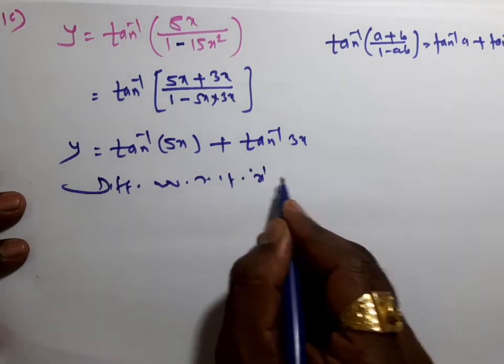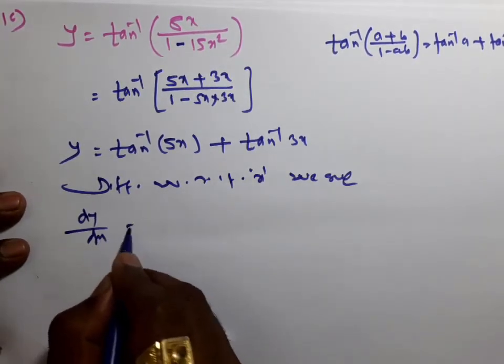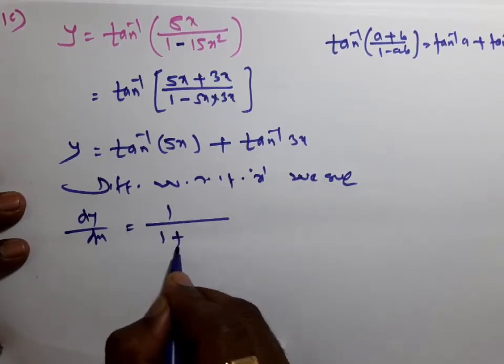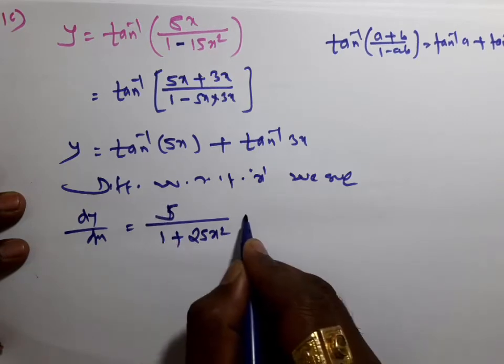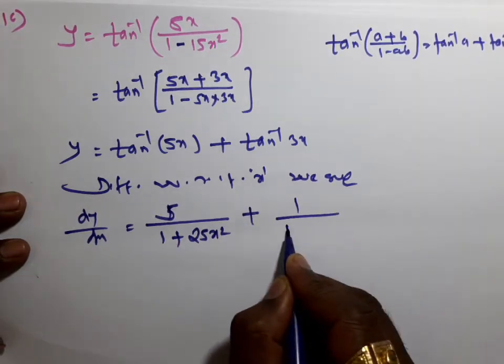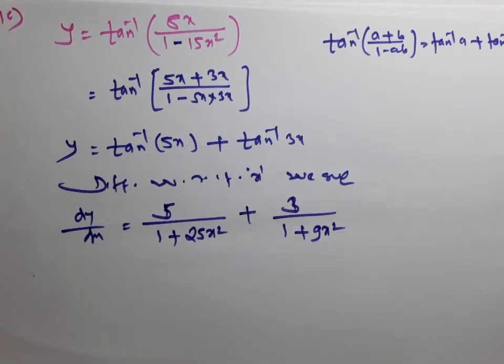with respect to x. We get dy by dx is 1 upon 1 plus 25x square into 5, plus 1 upon 1 plus 9x square into 3. Side by side we use the chain rule also.